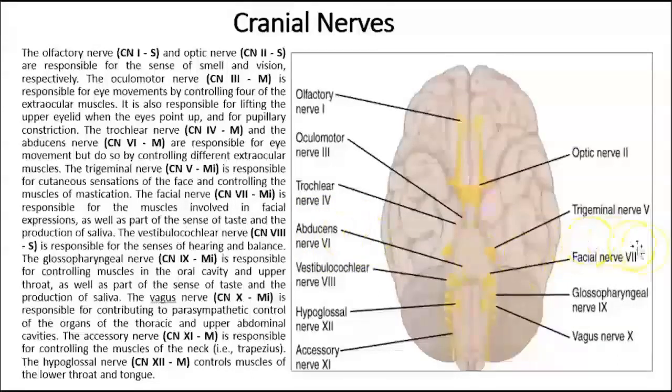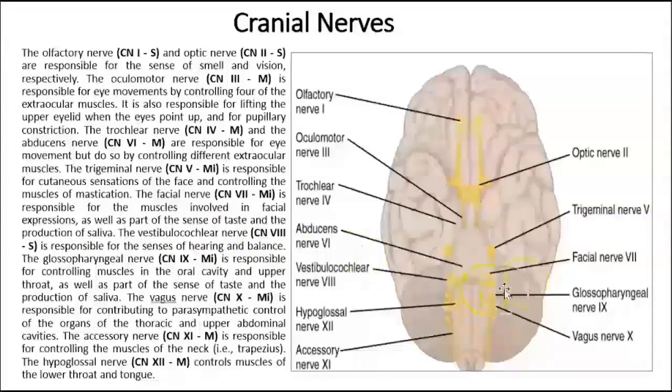Cranial nerve number 7 is facial. It's considered mixed because it helps you taste, but it also moves a lot of muscles that you have in your face. It has 5 branches. They're going to be temporal, zygomatic, buccal, mandibular, and cervical. Next one, vestibulocochlear. This one is in your ears. This one helps you with hearing and equilibrium, and it's mainly sensory.